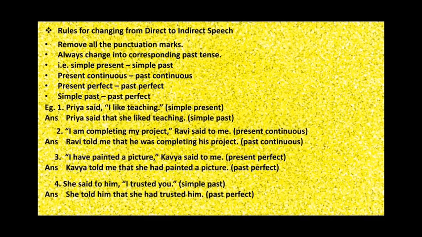Let's see the fourth one. She said to him, "I trusted you." This is in the simple past tense. So the indirect speech is, she told him that she had trusted him. So this is the past perfect. She had trusted him.